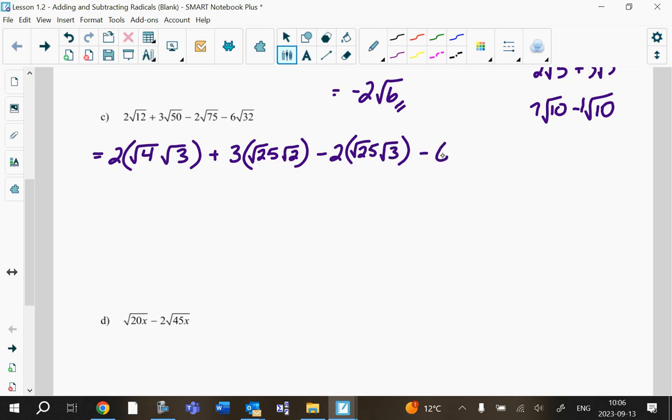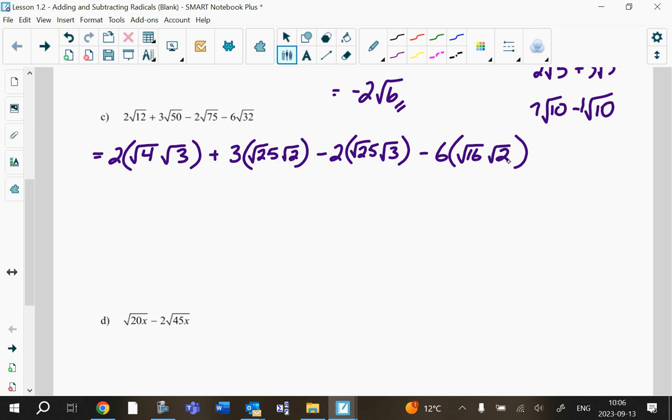Minus 6 times. This would be root 4 and do 8. You didn't find the highest one. 16. Root 16. It's 4 times root 2.